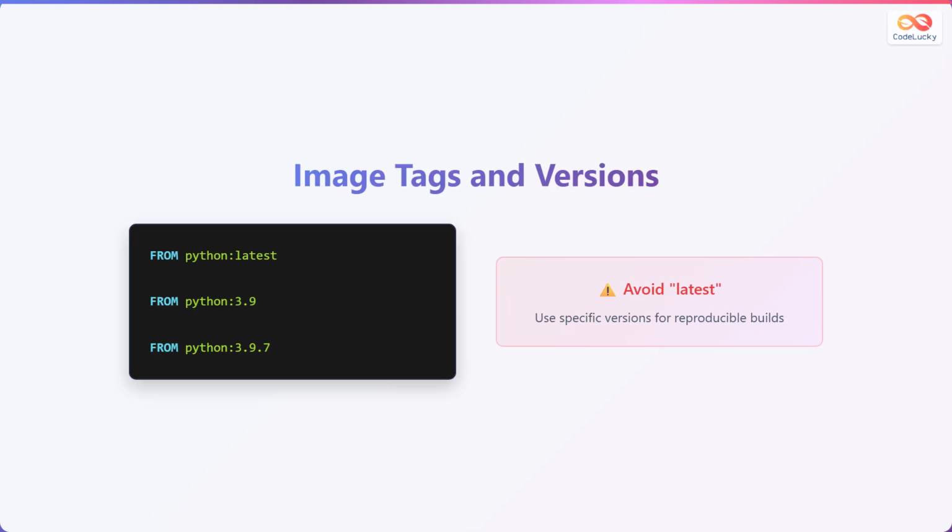Image tags and versions are an important part of the FROM instruction. For example, FROM python:latest, FROM python:3.9, FROM python:3.9.7. Avoid using the latest tag in favor of a specific version. Use specific versions for reproducible builds.